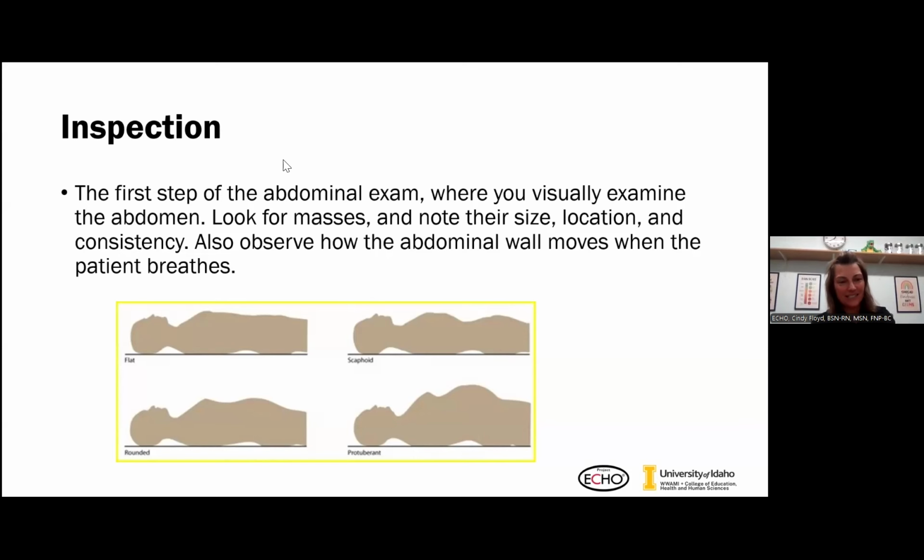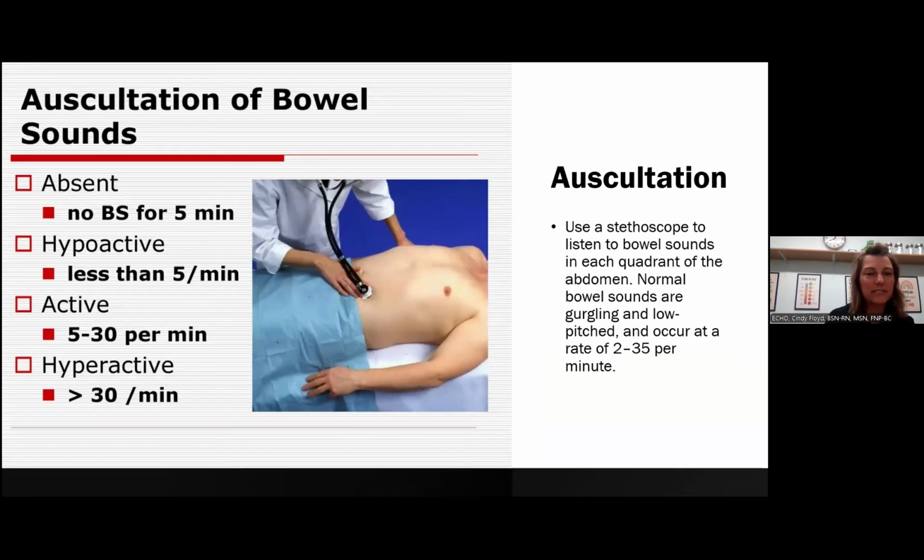Our next part of our skills that we'll use is the auscultation. So using the diaphragm of your stethoscope, we know that peristalsis is what creates the sound that we hear, and we'll want to listen in each quadrant. We all know bowel sounds that are normal. They're high-pitched or low-pitched, intermittent. We shouldn't be hearing continuous sounds.